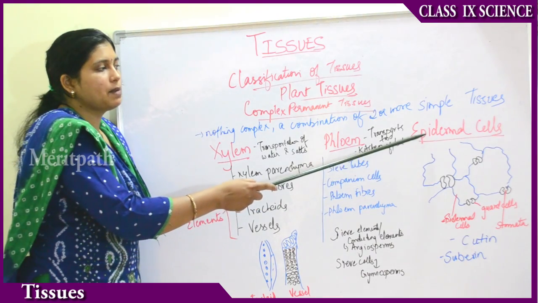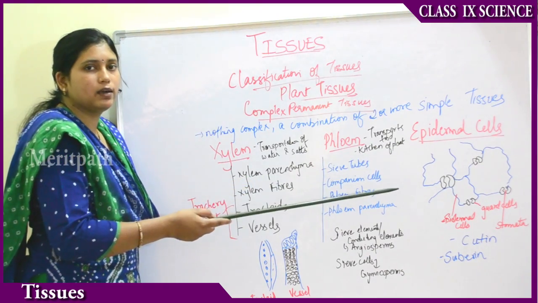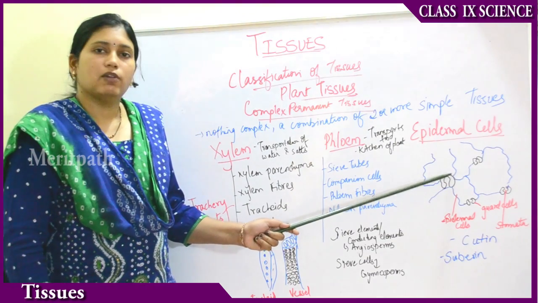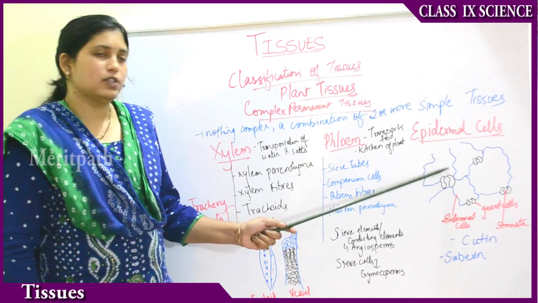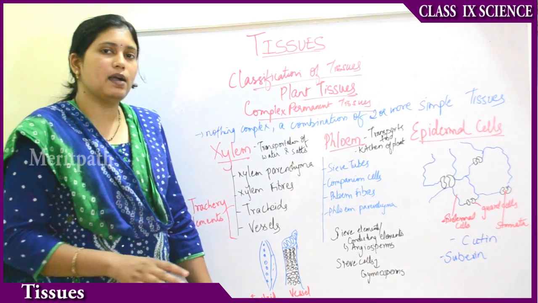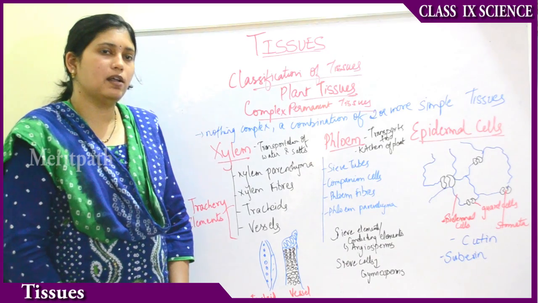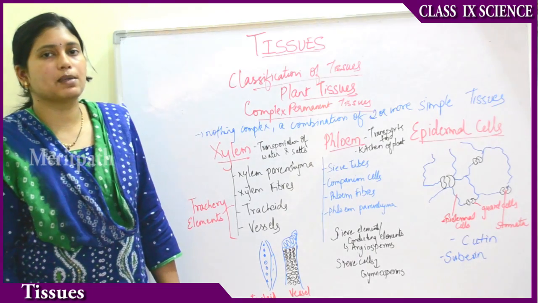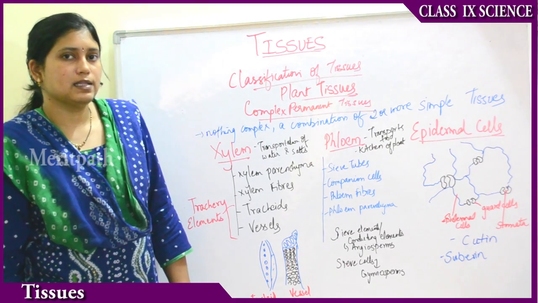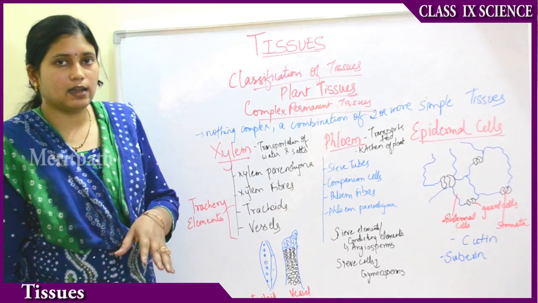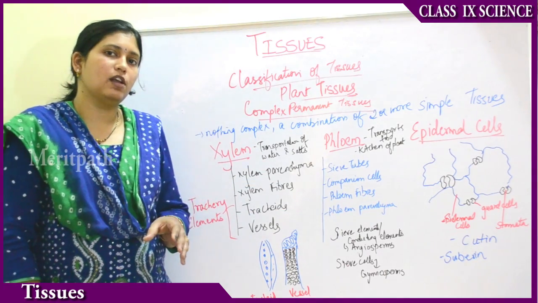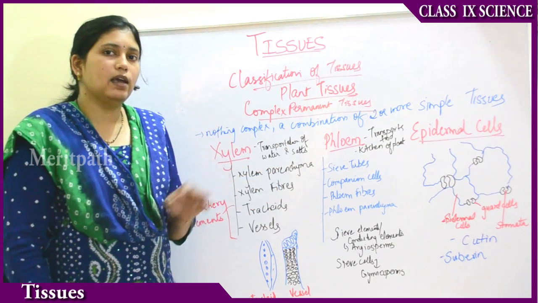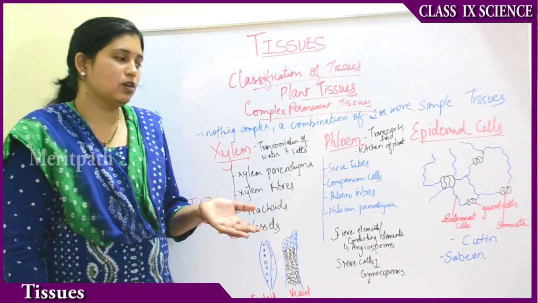Now coming to the last one, epidermal cells. Though they are different, they are equally important. The outer covering of the plant is due to a single layer of cells called epidermal cells. It protects the plant from mechanical injury and parasitic attack. In desert areas where not much water is available, epidermal cells secrete a waxy layer above them to prevent water loss through transpiration.